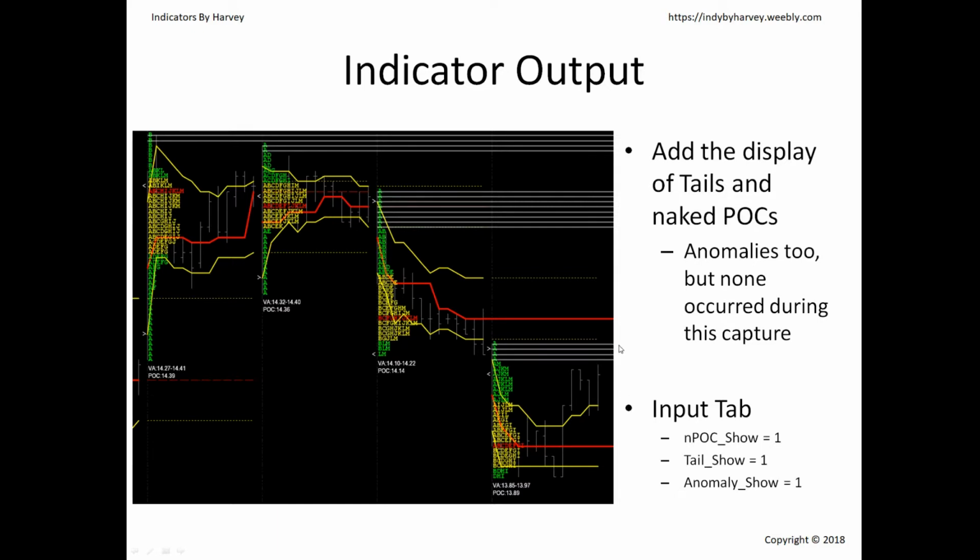You can add the ability to display the tails, naked POCs and anomalies, but no anomalies occurred in this capture. In the input tabs, you have an NPOC show. When it's 1, you'll see the naked point of control, which in this case is the red line. Tail show equal 1, these lines. Anomaly show equal 1. If there were anomalies, in this case, they would have been displayed.